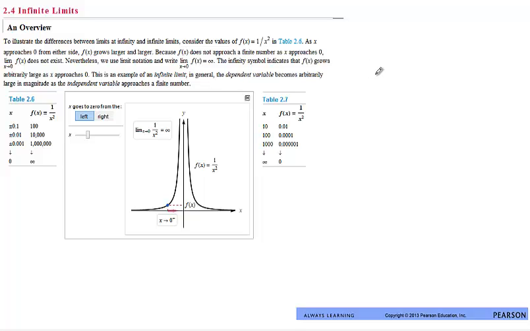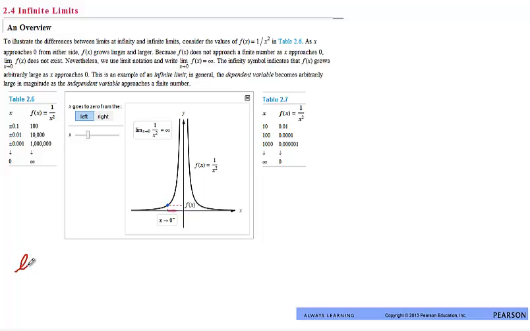In section 2.4, we look at infinite limits, both approaching infinity for the x and the y. The graph that the book chose to begin with is that of 1 over x squared. So we'll look at what happens as x approaches 0, from the left and the right. Here we are approaching from the right, here we are approaching from the left.